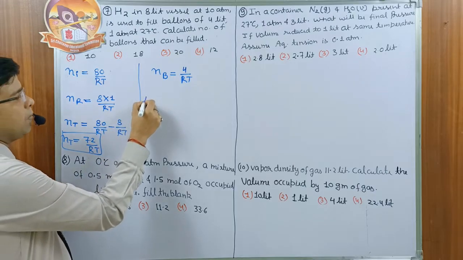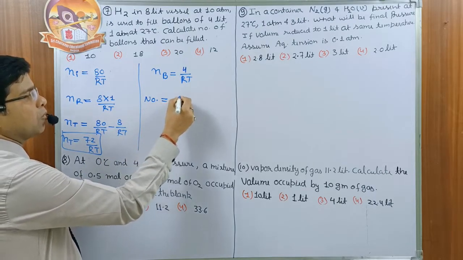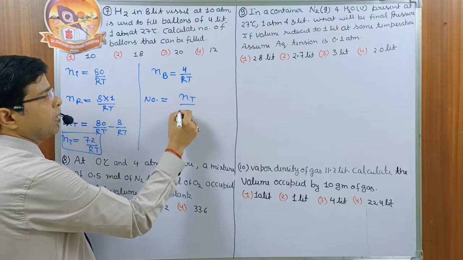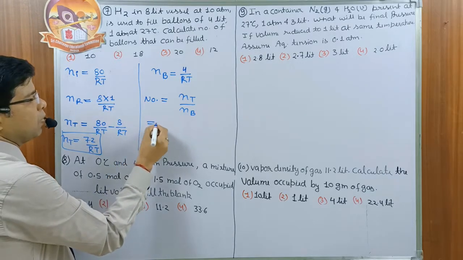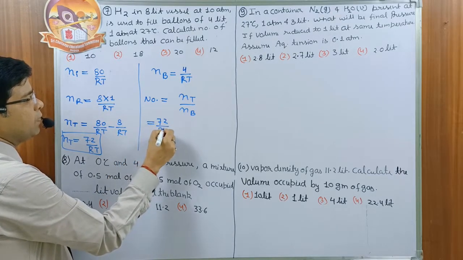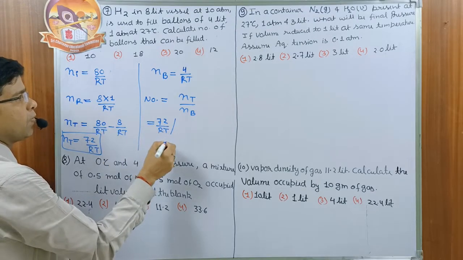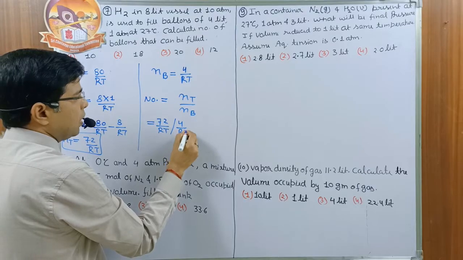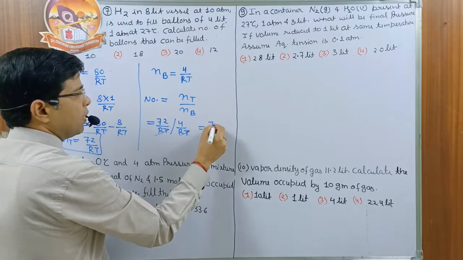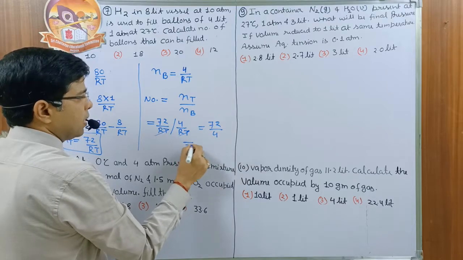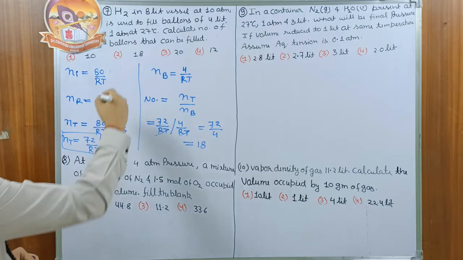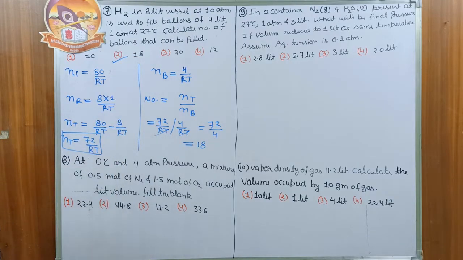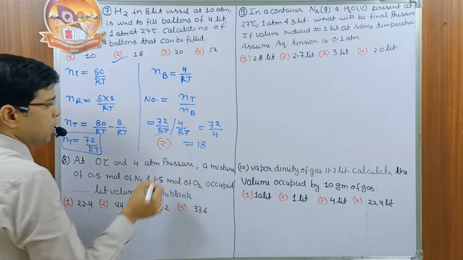Then how many balloons can we fill? That is the total number of moles transferred divided by the number of moles required to fill one balloon. The total number of moles transferred is 72 by RT, divided by the moles required to fill one balloon, 4 by RT. RT cancels out. What we have is 72 by 4. The answer is 18. We can fill 18 balloons by this method. So the correct answer is option number 2. Then check the next question.